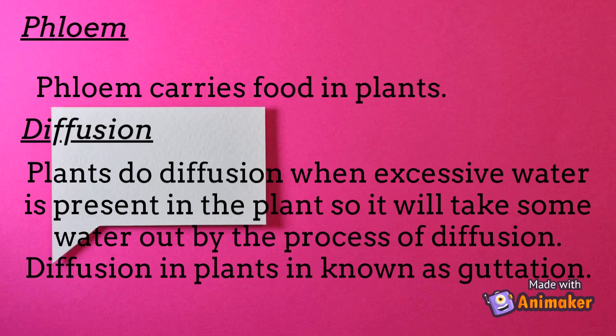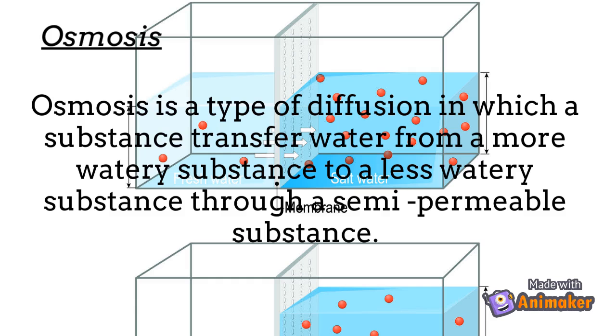Diffusion. Plants do diffusion when excessive water is present in the plant, so it will take some water out by the process of diffusion. Diffusion in plants is known as guttation. Osmosis is a type of diffusion in which a substance transfers water from a more watery substance to a less watery substance through a semi-permeable substance.